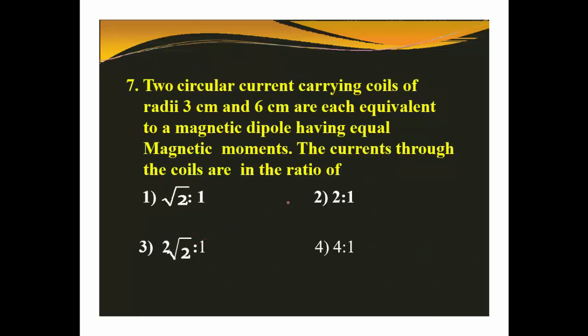See here, there are two circular current carrying coils. They are of different radius. One is 3 centimeter, the other is 6 centimeter. They are equal to a magnetic dipole. What is a dipole? Which is having two ends, north and south.